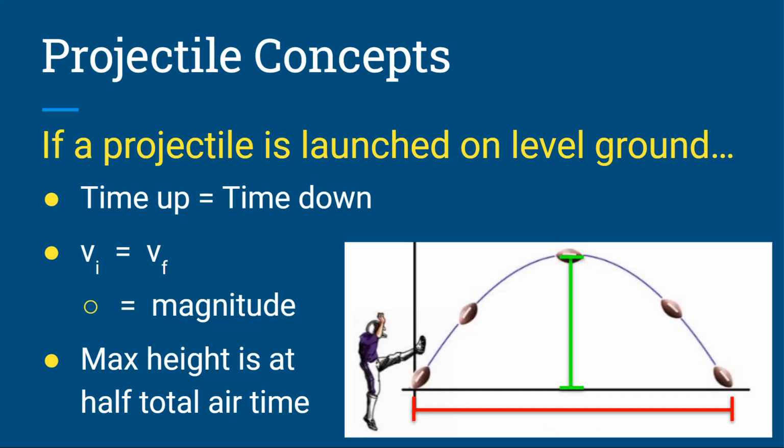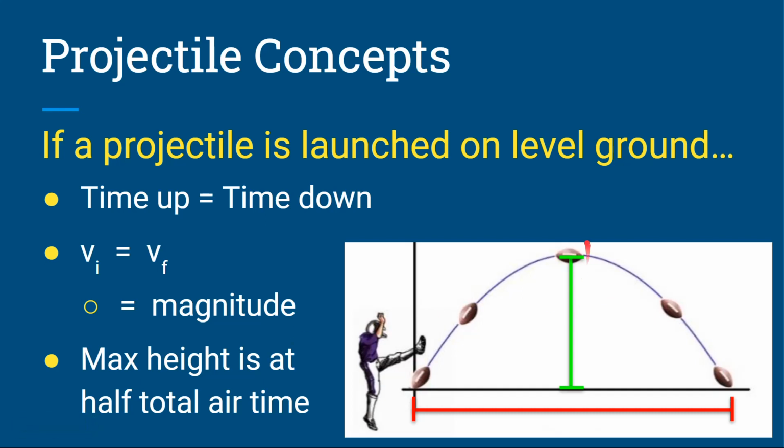So again, just to recap some of this, if a projectile is launched on level ground and it's launched upward at an angle like this, time up will equal time down, just like it did for free fall. VI and VF are going to have the same magnitude. If it's launched upward at, let's say, positive 20 meters per second, then at this point over here, it will be negative 20. So maybe positive 20, positive 10, 0, negative 10, negative 20. Okay, and so you're going to have equal and opposite velocities at that point. And at this point, by the way, they'll be equal and opposite as well.